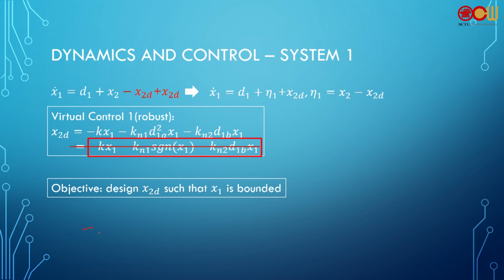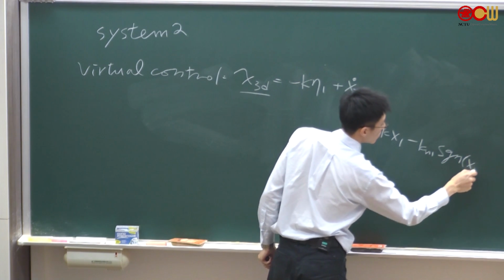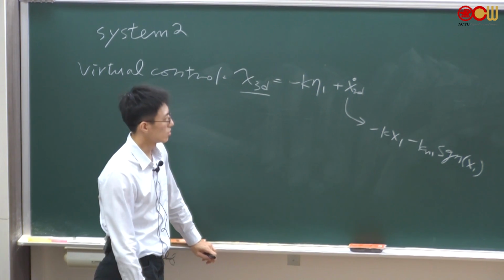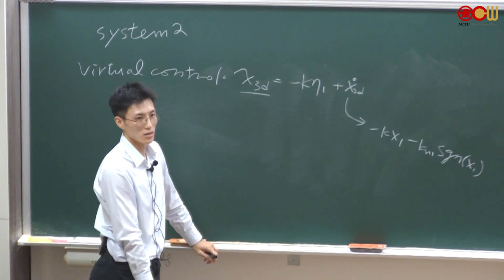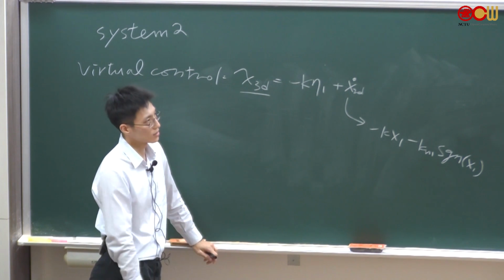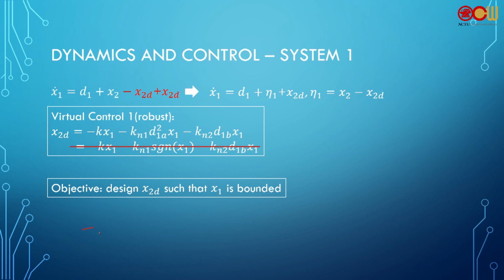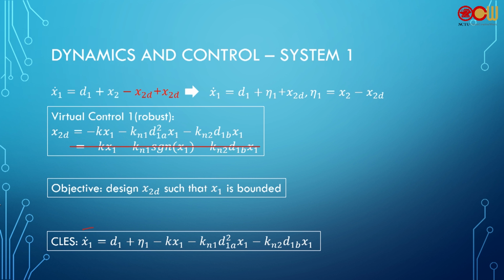If you design with high frequency, what's the time derivative of a sine function? Is the sine function continuous? So the time derivative doesn't exist. So you cannot design high frequency, especially in backstepping. In system 1, the only option for the virtual control is high gain. Substitute this virtual control input x2d into the open loop dynamics, and you get the closed loop error system 1.